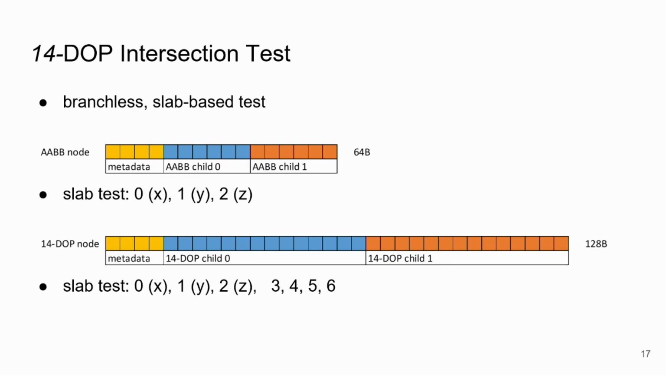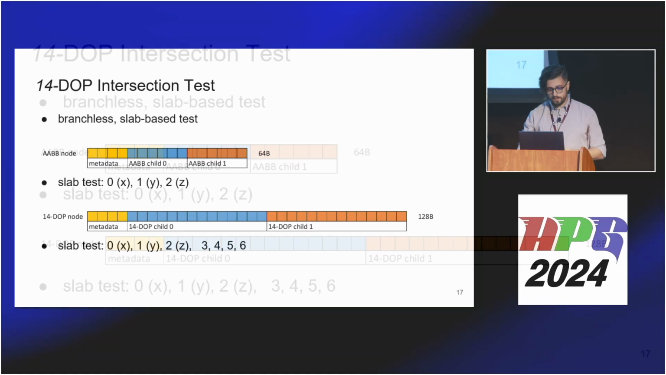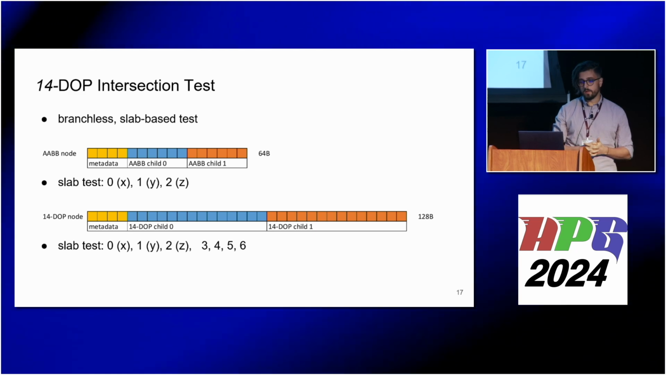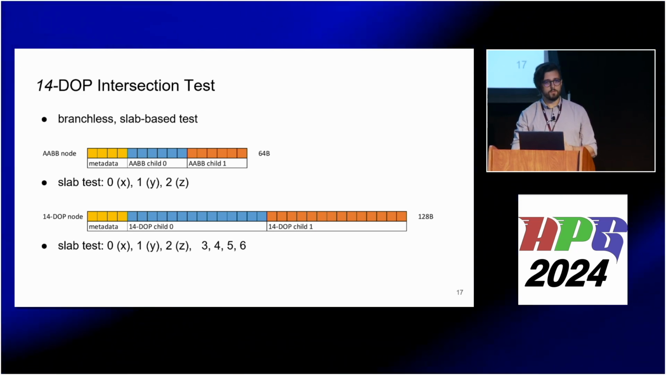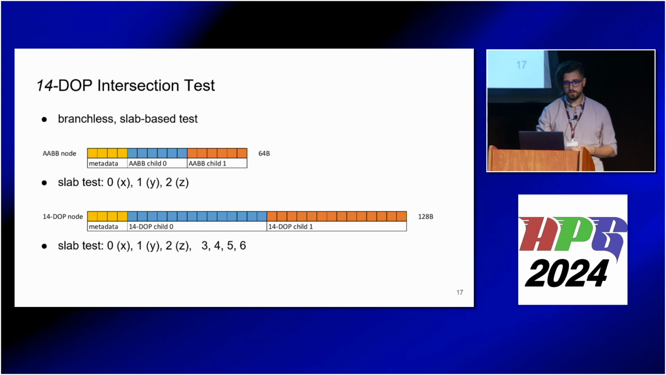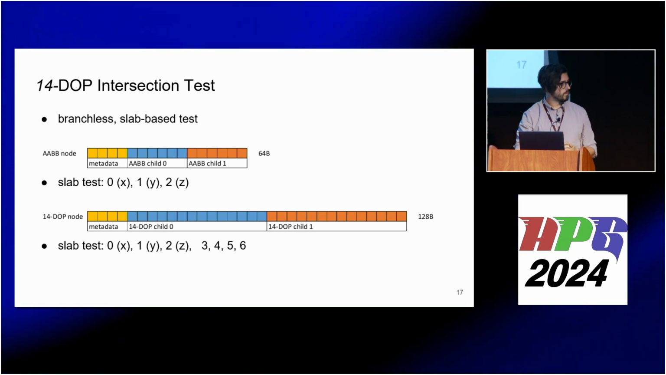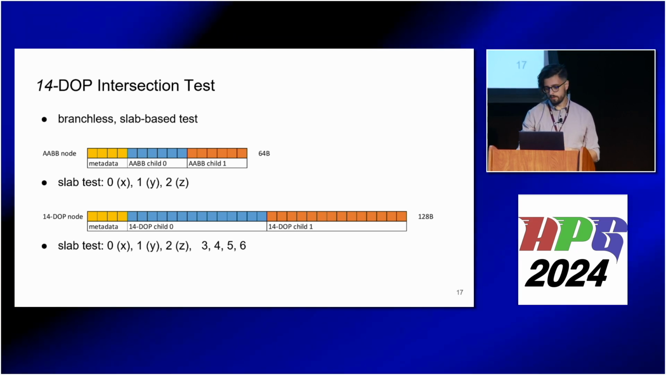And this was also recognized in the past work on k-DOPs by Klosowski in '98, who proposed the following early exit idea. In the slab-based test, when you fail one slab test, you have already failed the whole intersection test. And this is perfectly reasonable to do in a serial computation model. However, in our GPU implementation, it would be difficult to get any meaningful improvement because of the divergent flow this would introduce.